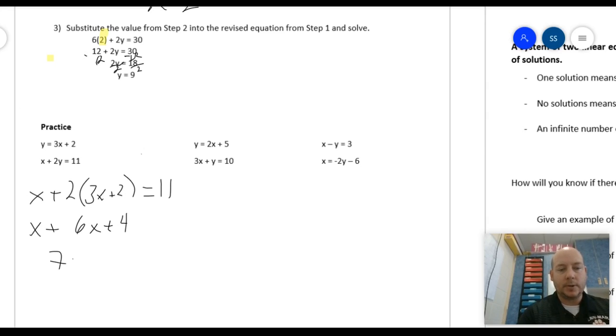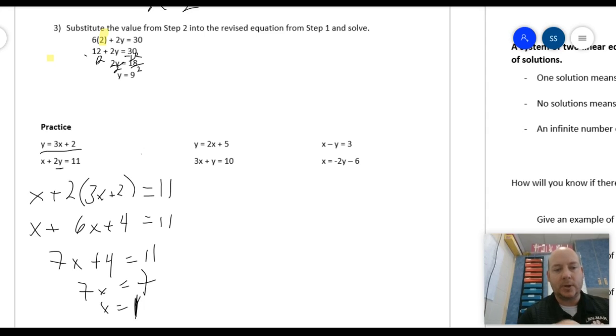Which makes it 7x plus 4 equals 11. If I take away 4 from both sides, I'd have 7x equals 7, and x would be equal to 1. Okay, there you go. It's pretty simple. Again, I know what my y is. It tells me y is 3x plus 2, so I take my y and replace it with 3x plus 2 since they're equal to each other.